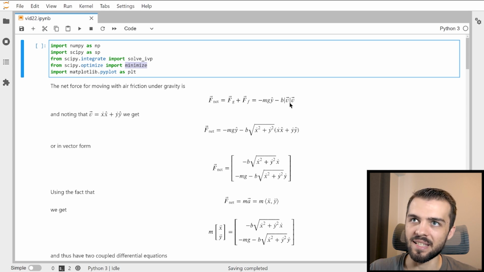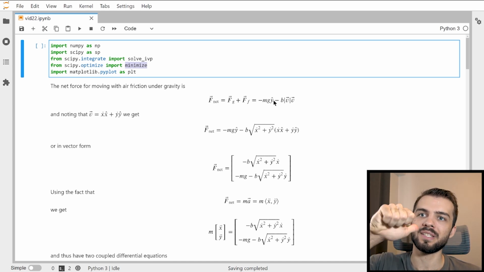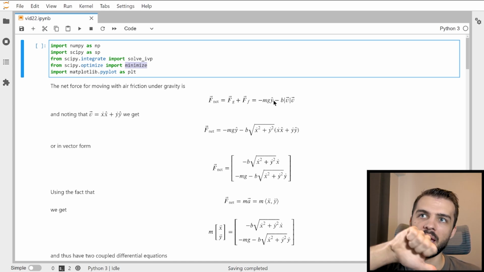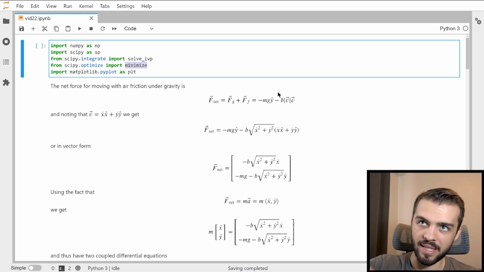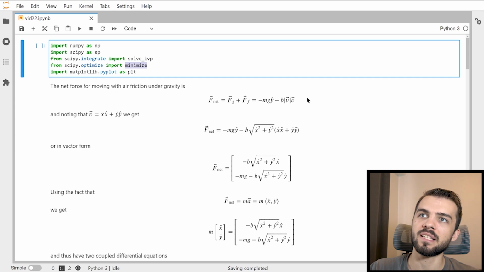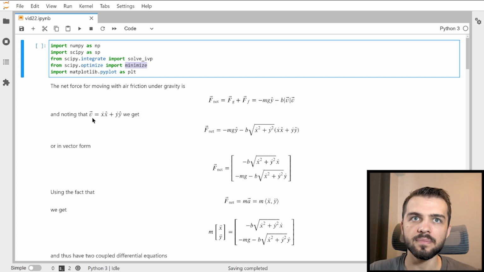So if you think about this, if the velocity is pointing in a certain direction, this points in the exact opposite direction and pulls backwards. Gravity, however, is always pulling down. So you have this downward force plus this force that resists the direction of the motion. Noting that v is just x dot x hat plus y dot y hat. We're in two dimensions here.